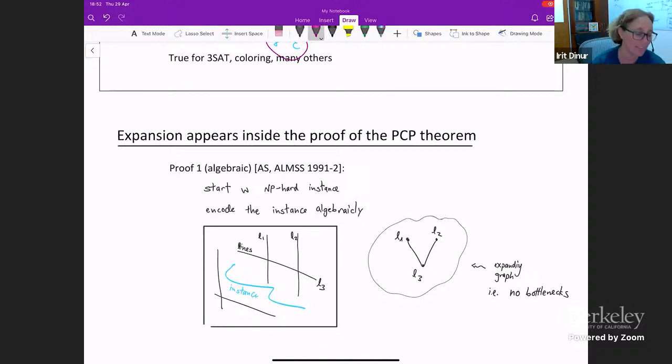NP-hard instances, to start with, we don't know what they look like, but I want to talk a little bit about what kind of instances come out of the proof of the PCP theorem. Okay, thanks. So to do that, I want to look a little bit at the proof of the PCP theorem and see how the proof goes, and then we can look at the structure of the instances that come out.